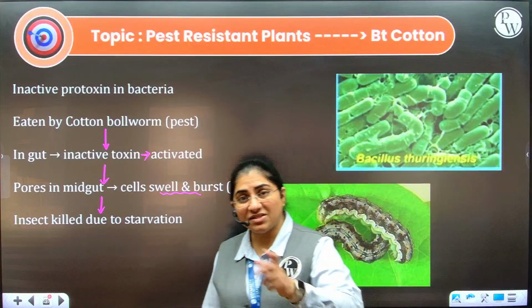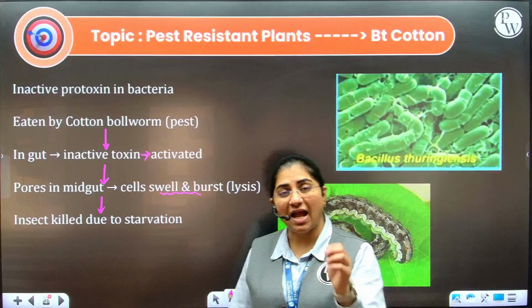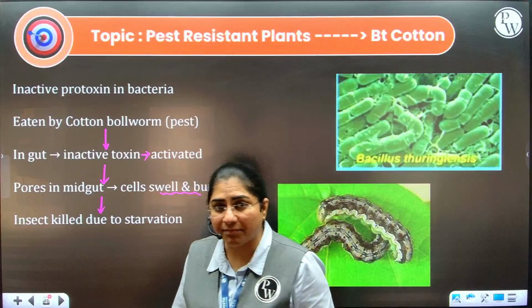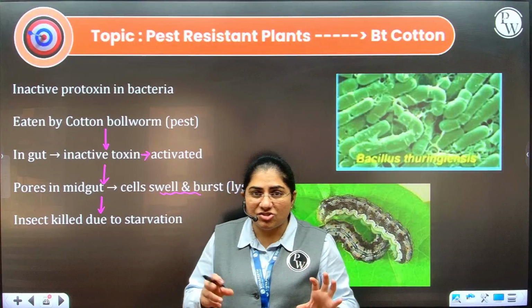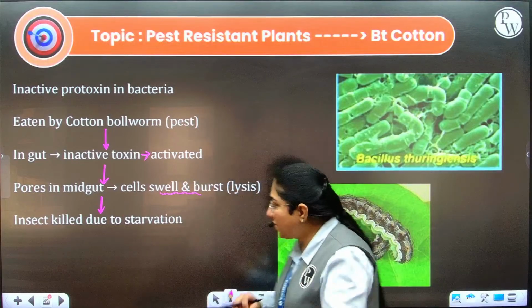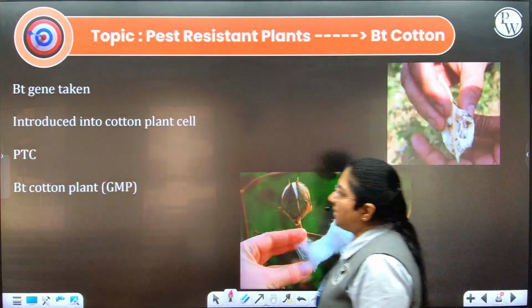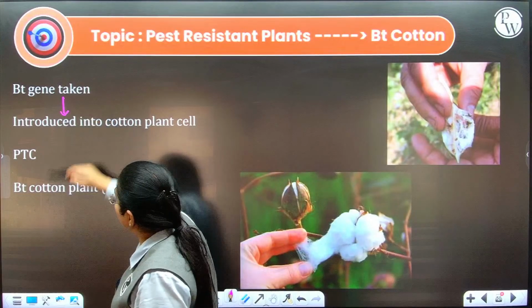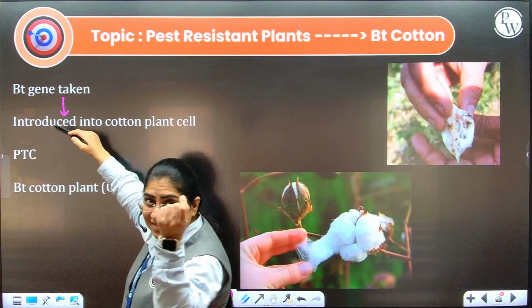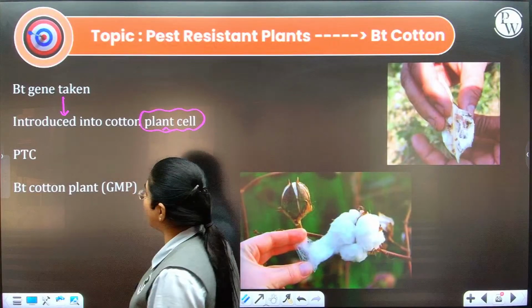So scientists found out that this Bacillus thuringiensis bacterium had this gene, the cry gene. They identified this gene, isolated it and introduced it into the cotton plant. The BT gene was taken and introduced into the cotton plant cell, not into the plant as such, but into the plant cell.